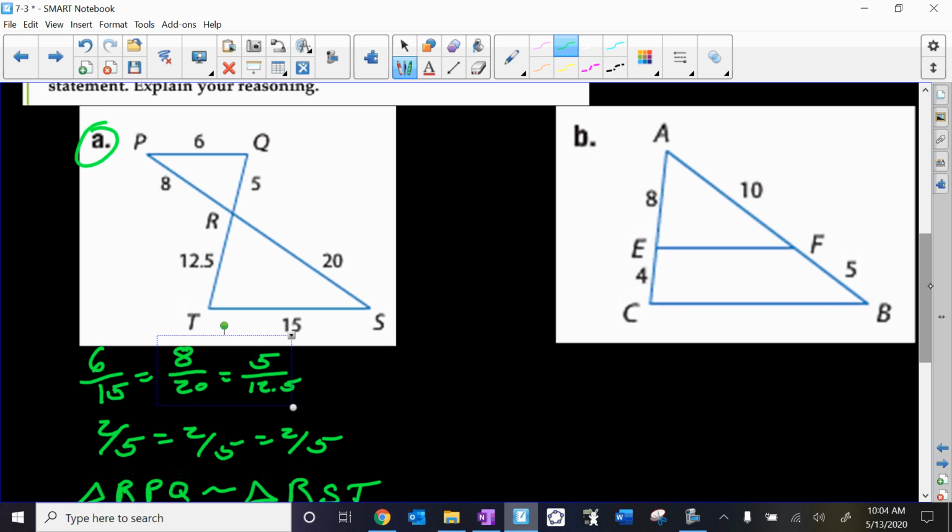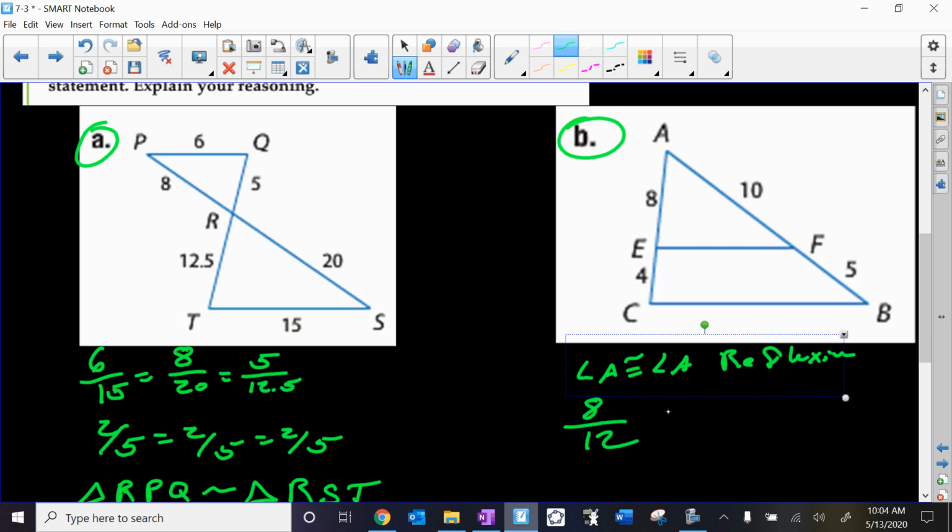Looking at letter B, there are 2 triangles in here, although you need to be a little careful. We know that angle A is going to be congruent to angle A by the reflexive property. Then, for your side lengths, 8 is going to go with 12. And I got 12 by adding up this entire side length. AC represents the longest, or one of my side lengths of my bigger triangle. And that needs to equal 10 over, add up 10 and 5, that would get you 15.